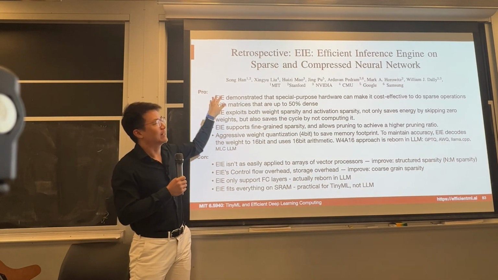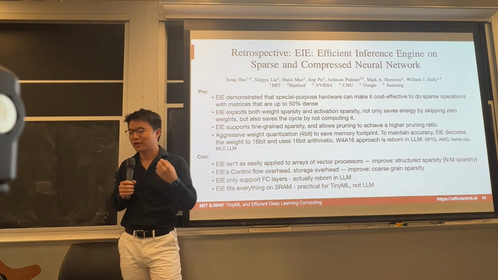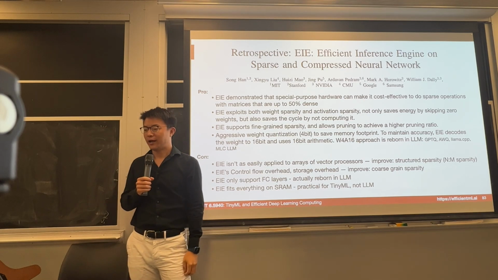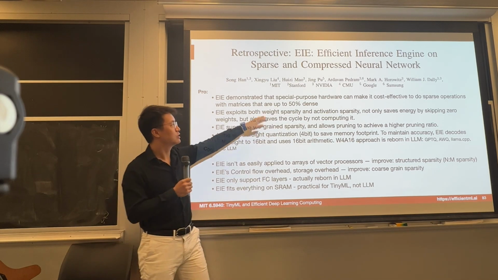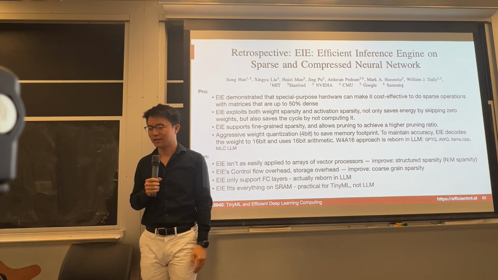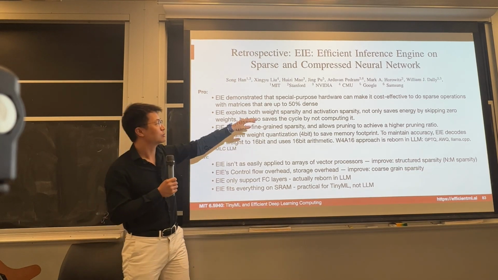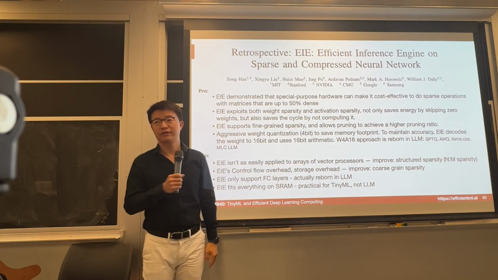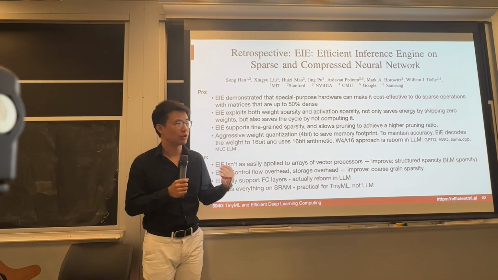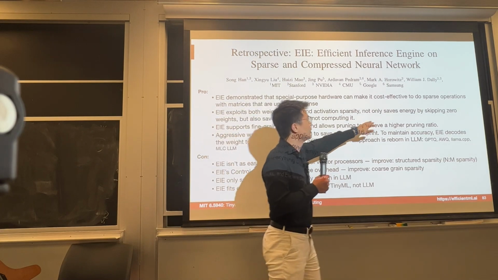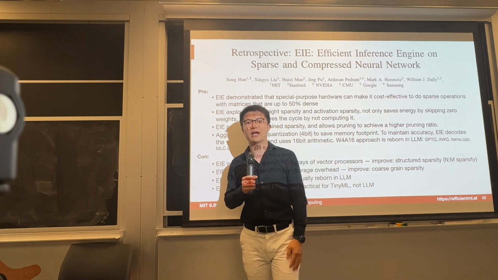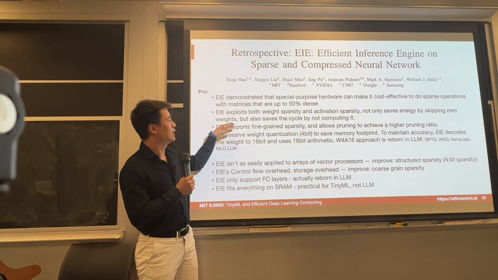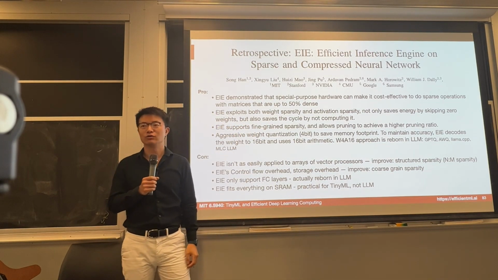So the pro is that EIE basically says specialized hardware can make it faster to do sparse operations, even when the density is roughly 50%. And there's opportunity in both the weight sparsity and also the activation sparsity, which we can exploit. We can save the energy. We can not only save the energy by skipping the zero, but also save the latency by not spending the cycle to compute on it.